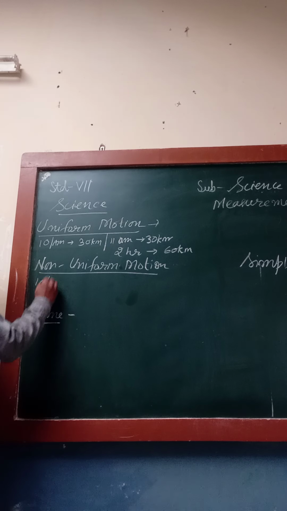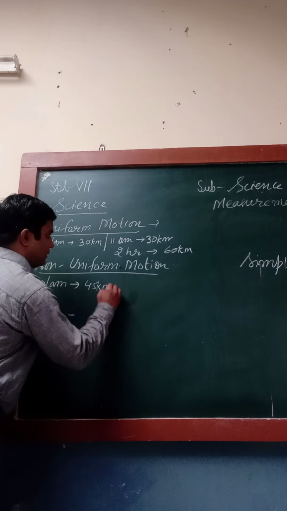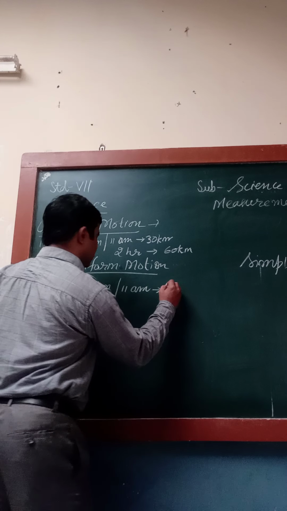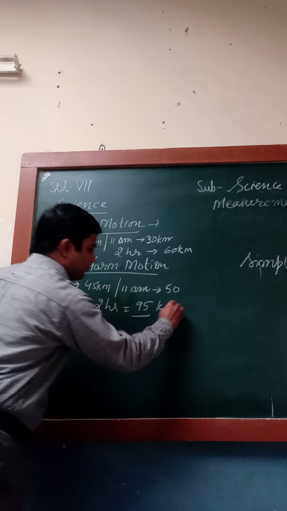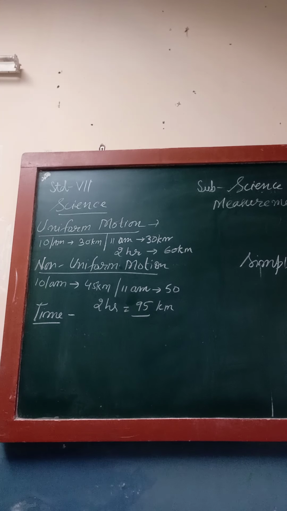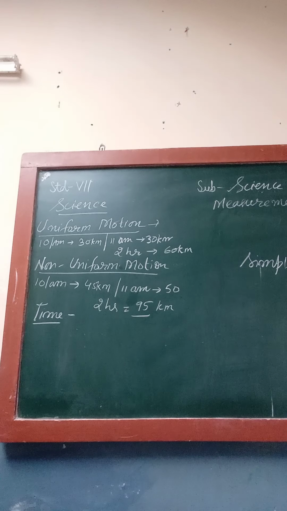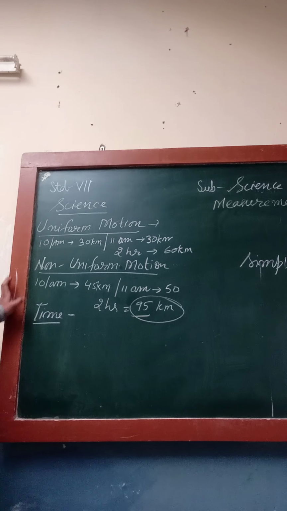Just say at 10 a.m. the car started and covered a distance of 45 kilometers, but at 11 a.m. the car covered the next 50 kilometers in 1 hour. So in total, in 2 hours, it has covered a distance of 95 kilometers. As you can see, in the first hour slot it covered 45 kilometers, whereas in the next slot it covered 50 kilometers. Overall, in 2 hours it covered 95 kilometers. That means this is non-uniform and this is uniform.